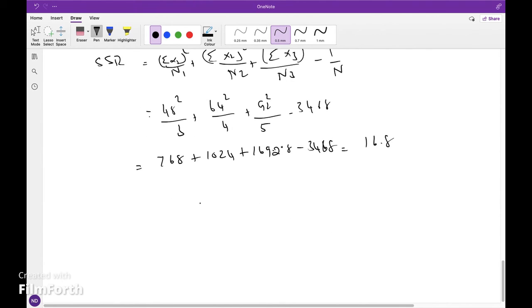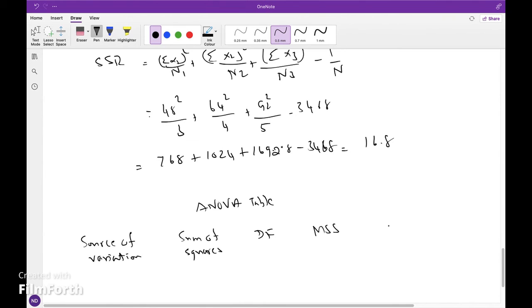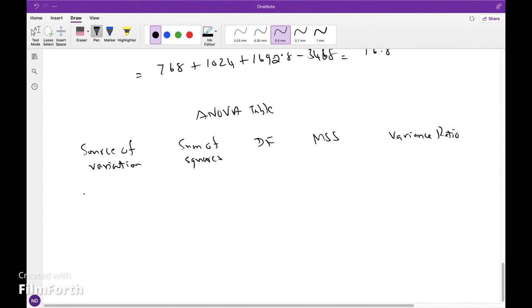Now draw the ANOVA table for completely randomized design. The columns are source of variation, sum of squares, degrees of freedom, mean sum of squares, and variance ratio. The rows are between rows, then error, and the total.